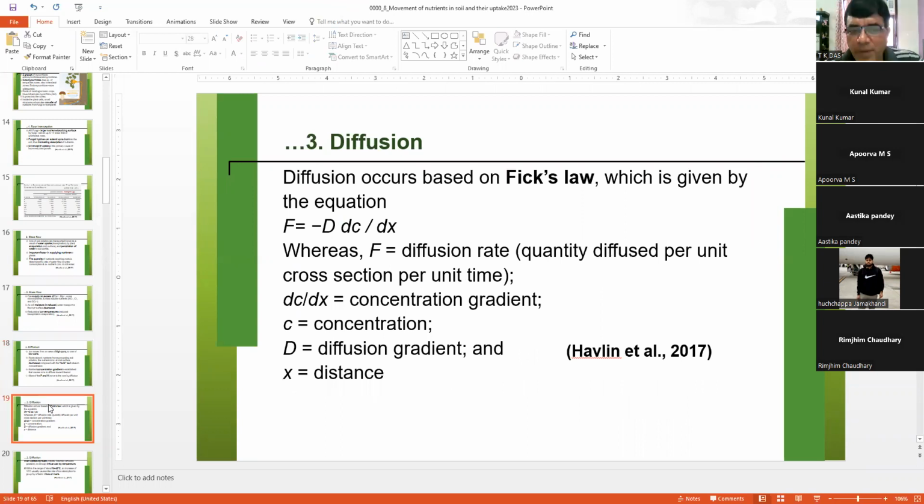So diffusion occurs based on Fick's law, which is given by the equation F equals minus D dC by dx, where F is the diffusion rate, the quantity diffused per unit cross section per unit time. This is the flow. dC by dx is the concentration gradient, C is concentration, D is the diffusion coefficient and x is the distance. So this is Fick's law, and it is used to measure the diffusion rate.